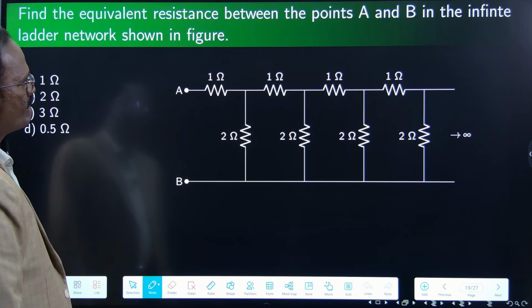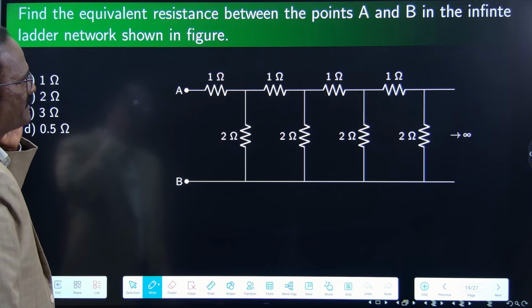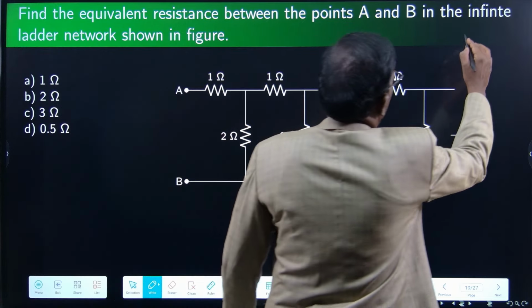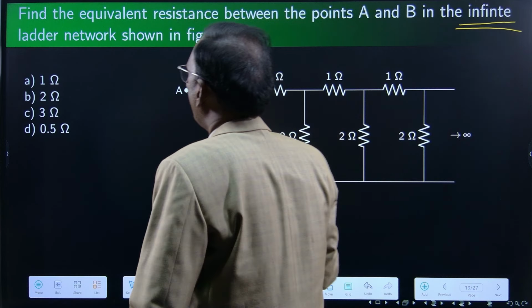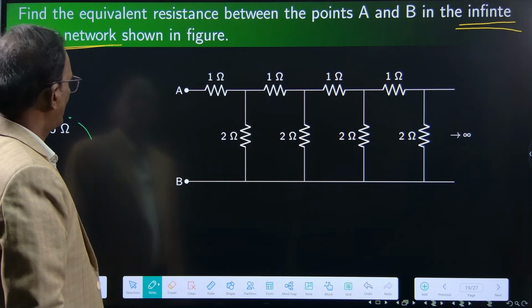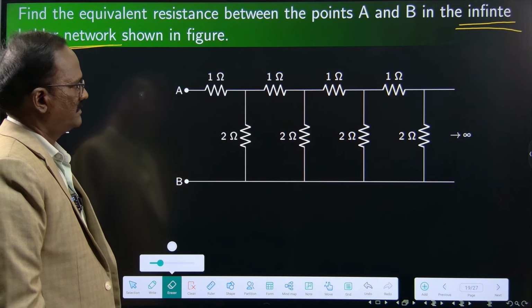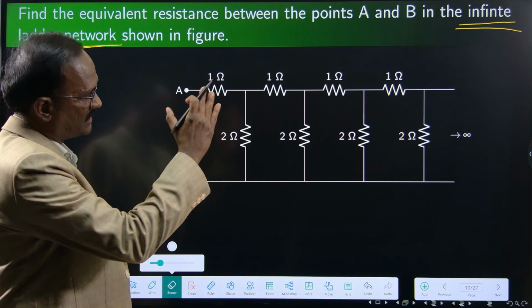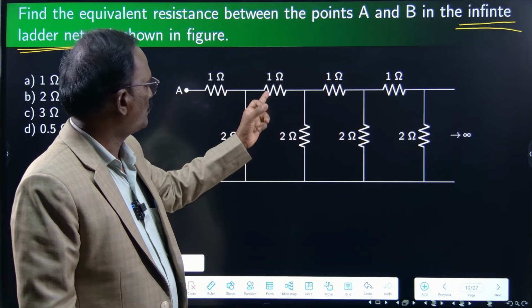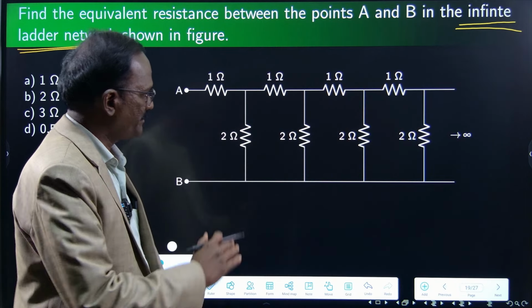Next question. Find the equivalent resistance between the points A and B in the infinite ladder network shown in the figure. So this circuit is extended up to infinity: 1 ohm, 2 ohms, 1 ohm, 2 ohms. It is going on infinitely, repeated.